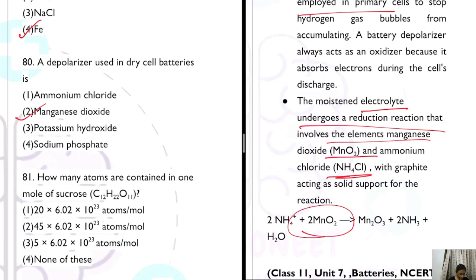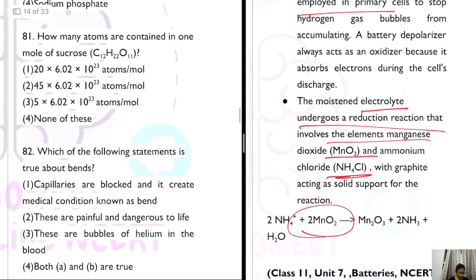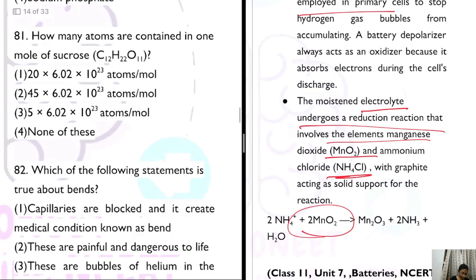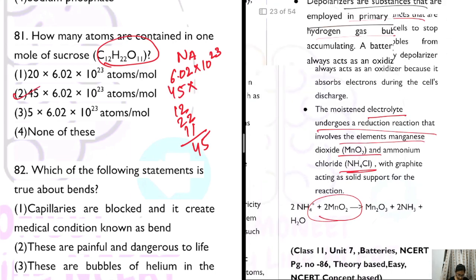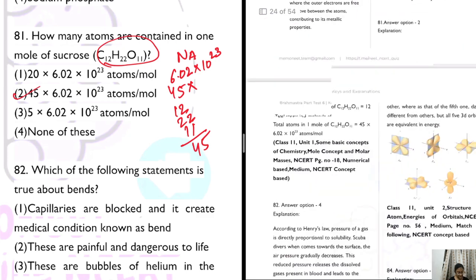How many atoms are contained in 1 mole of sucrose? This is the formula for sucrose. 1 mole will contain Na molecules, that is 6.022 into 10 to the power 23. Now you will have to add how many atoms are there in this: 12 plus 22 plus 11, that is 45. So what would be the answer? 45 into this. So this is the correct answer. Okay, now let's see the next question.